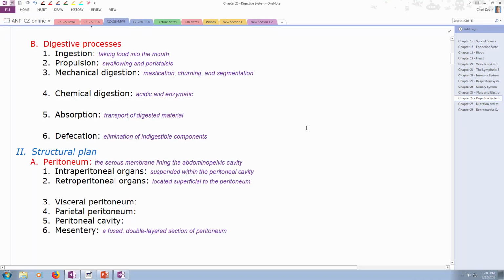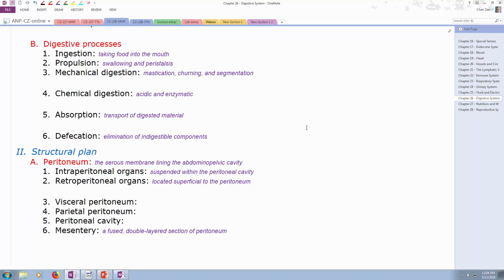Chemical digestion. Because we've made the big material into small little bitty pieces, we're going to then pour chemicals on them in various areas. The chemicals involved in breaking the foodstuffs down into the molecular components are going to be the acidic hydrochloric acid of the stomach and various enzymes, which are going to be applied to our foodstuffs throughout its transit through the digestive canal.